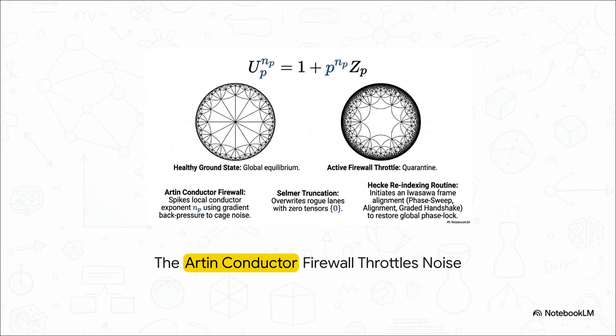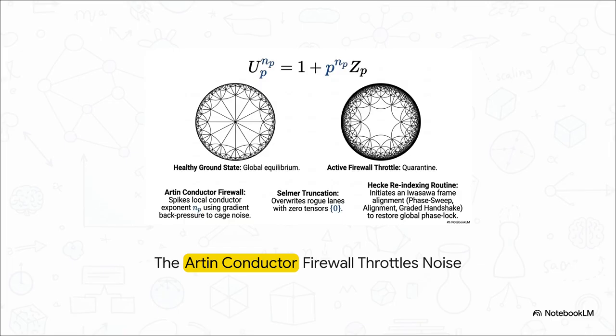To protect this absolute global sync from any internal disruptions, we have the Artin conductor firewall, represented by the formula at the top. Notice the geometric circles. This firewall spikes its local exponent, n sub p, using gradient back pressure to quarantine phase noise.